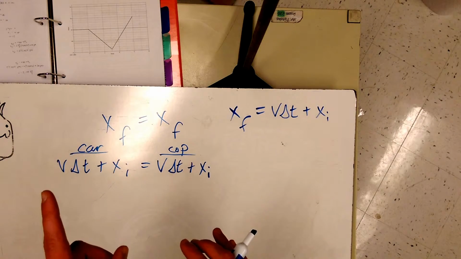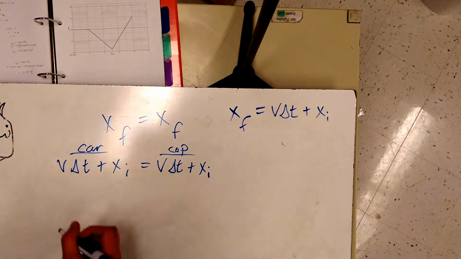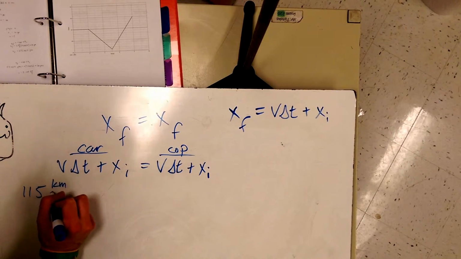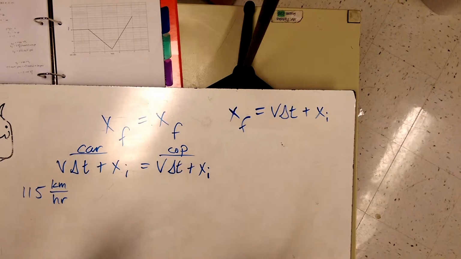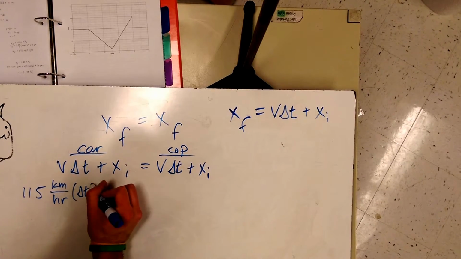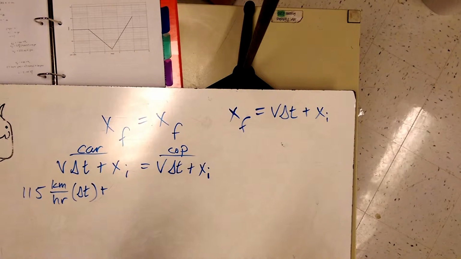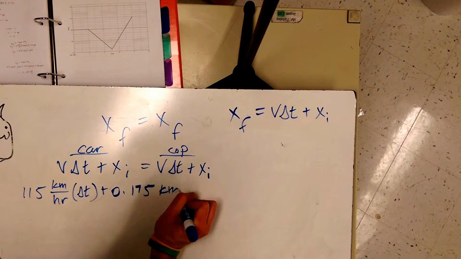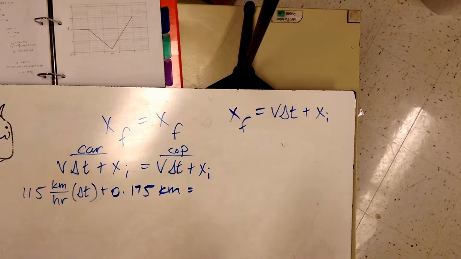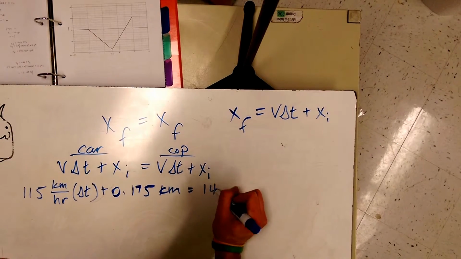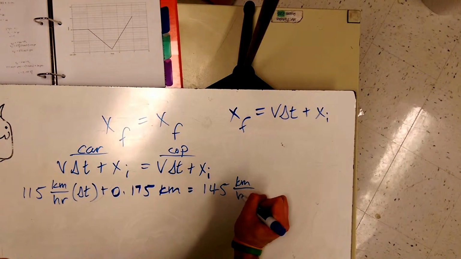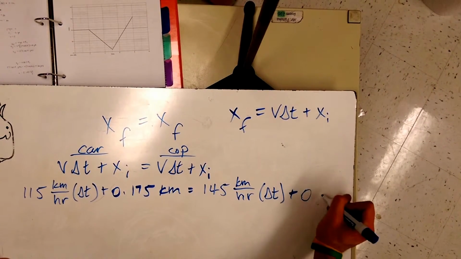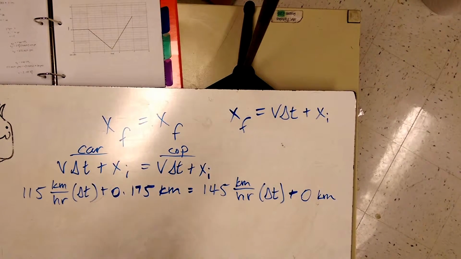Recall that the velocity for the car is 115 kilometers an hour. I don't know the time interval, so I'll leave that in there as an unknown. I do know that its initial position, at least as we've defined it, is at 0.175 kilometers. Also recall that the velocity for the cop is 145 kilometers per hour. Again, we do not know the time, so we'll leave that in there as an unknown. And we know that he's starting at the top of the ramp, or at the 0 kilometer mark.